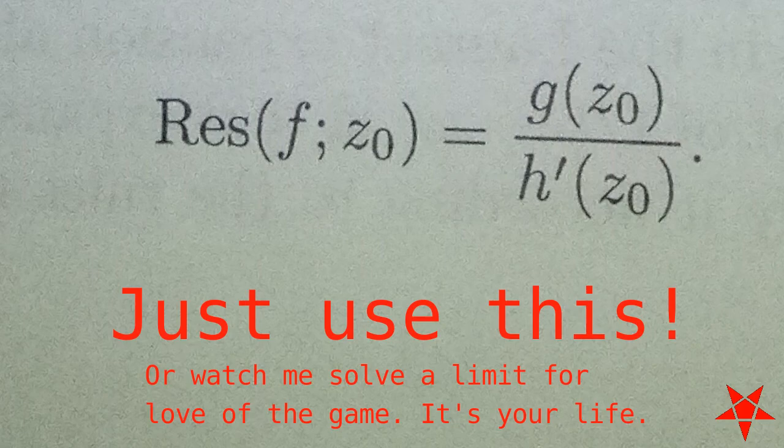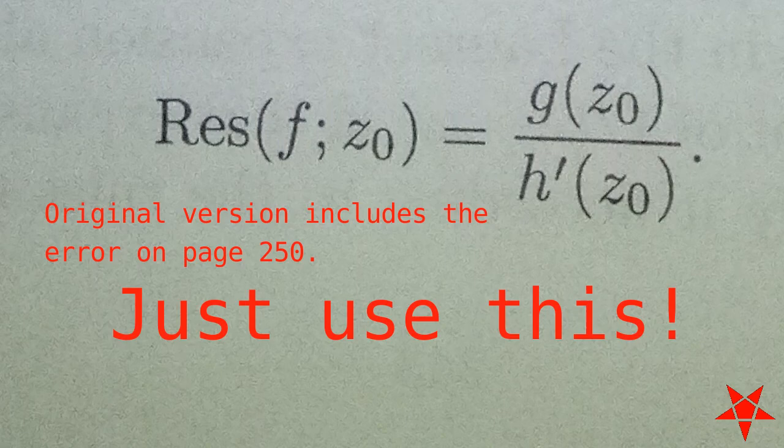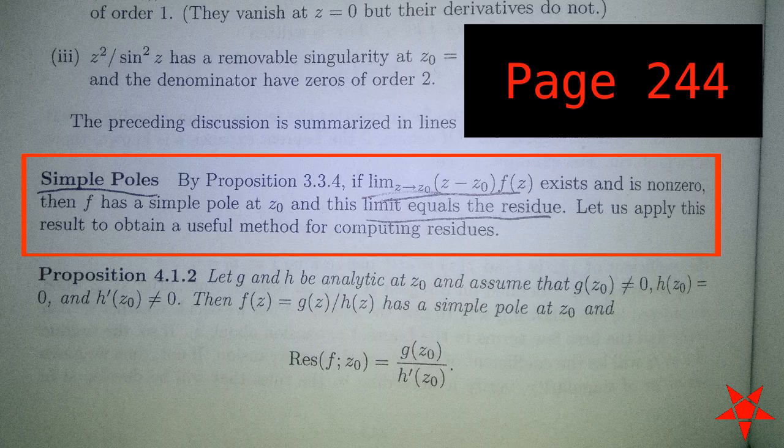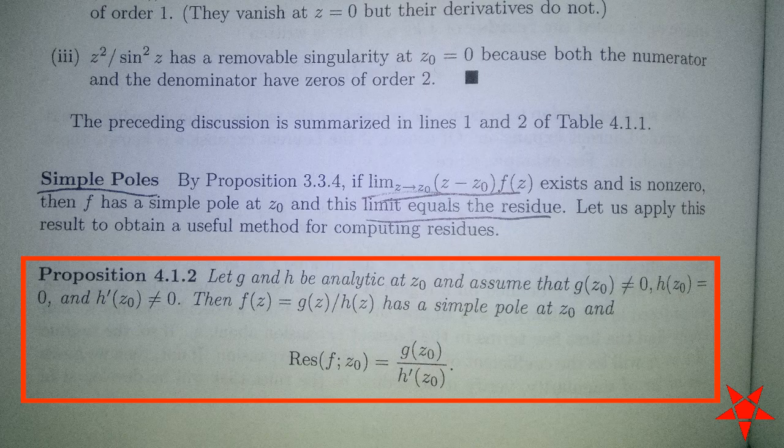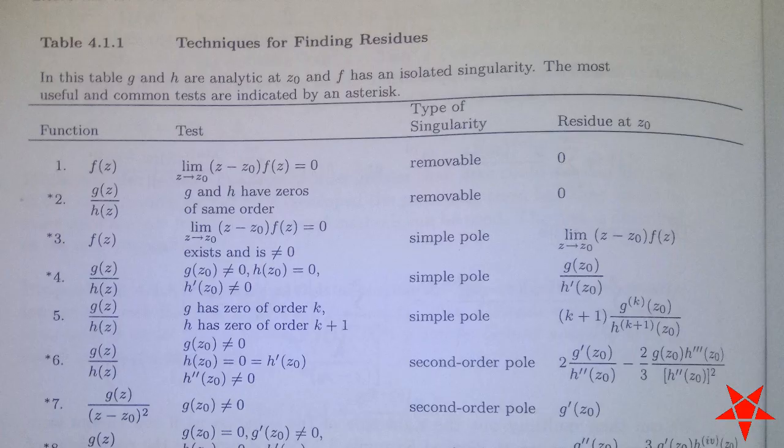So what I'm going to do is show you what I originally wrote for Part B, which is based on a paragraph regarding simple poles on 244. After that, I will show the methodology in proposition 4.12, which is also located on page 244, immediately following the paragraph on simple poles. That same methodology is listed in function number 4 on page 250 in table 4.11. While the methods do have similarities, I feel it is important to be explicit about the differences. The timestamps for both methods will be listed at the beginning of this video.